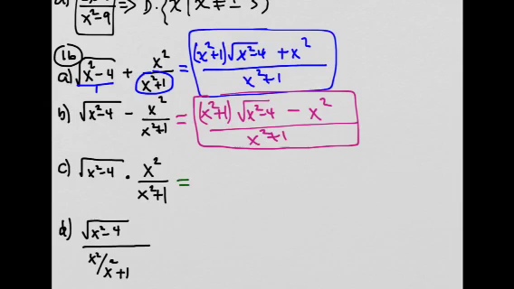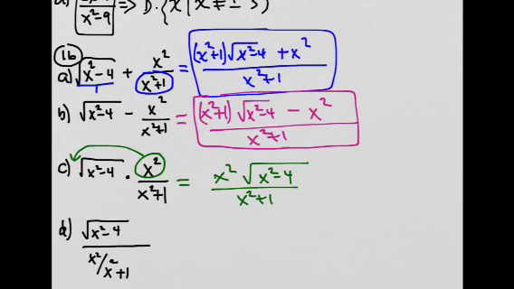So this becomes, and usually we put this in front of the radical, so it's going to be x squared minus 4 over x squared plus 1. And again, that's all we can do.